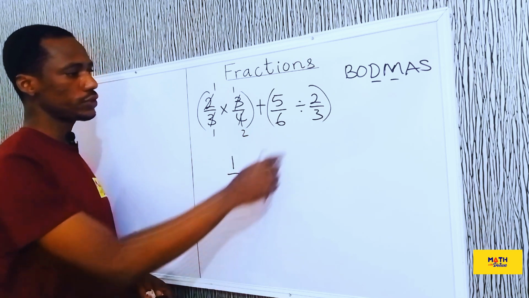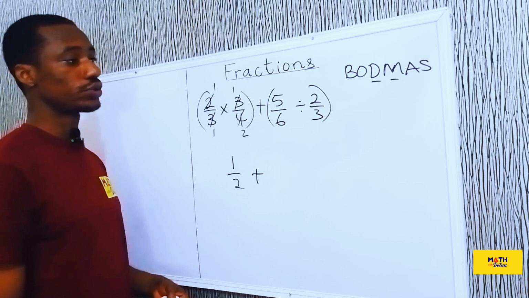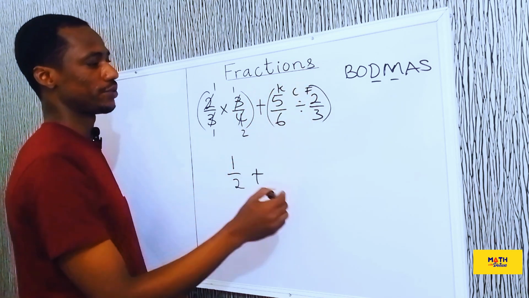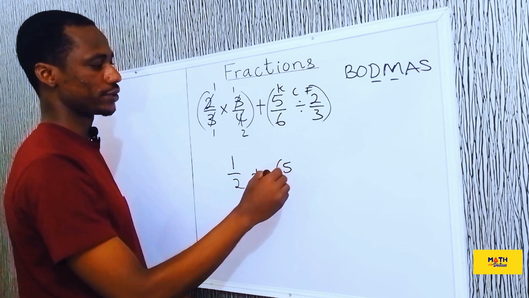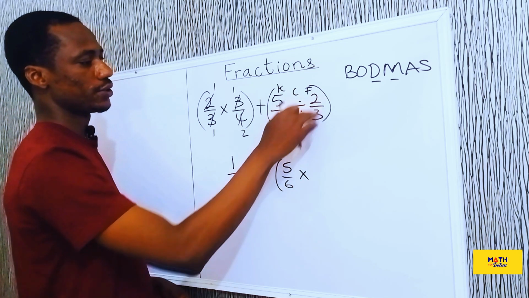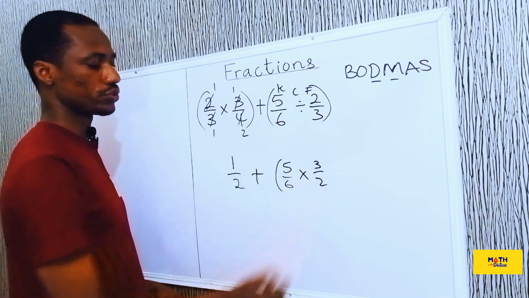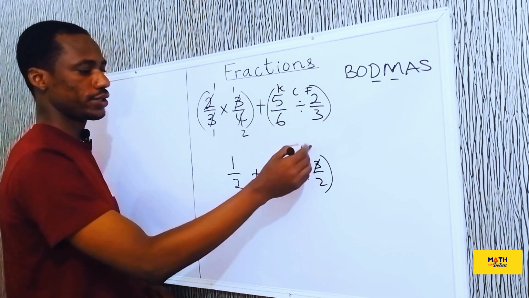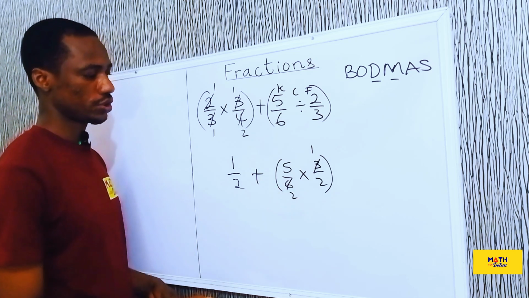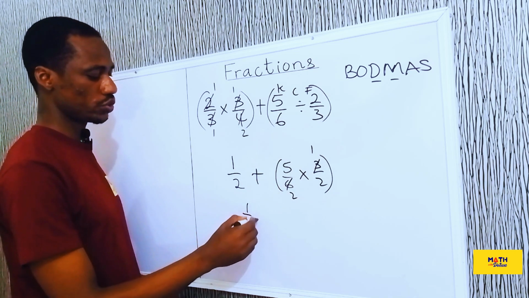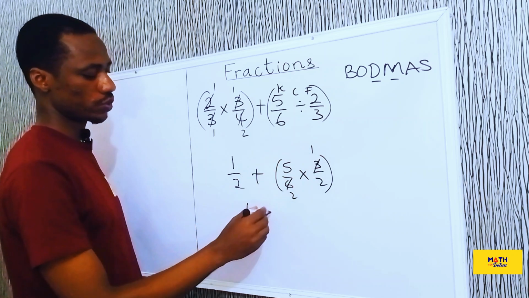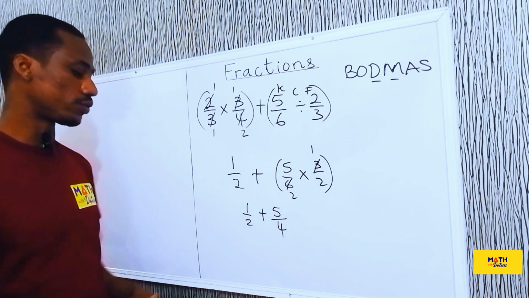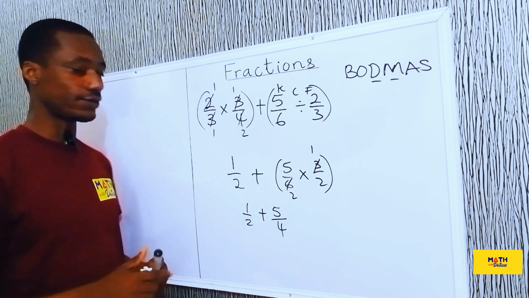So for this other bracket, we have to do our keep, change, flip, you remember? Keep, change, and flip. So we have 5 over 6 times, flip this, you have 3 over 2. And then we can see also that 3 can go in 6. So 3 here is 1 and 3 in 6 is 2. So what do we have left? 1 over 2 plus 5 times 1 is 5, and then 2 times 2 is 4. So you have 1 over 2 plus 5 over 4.